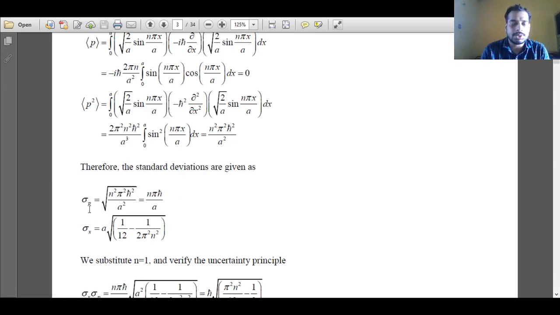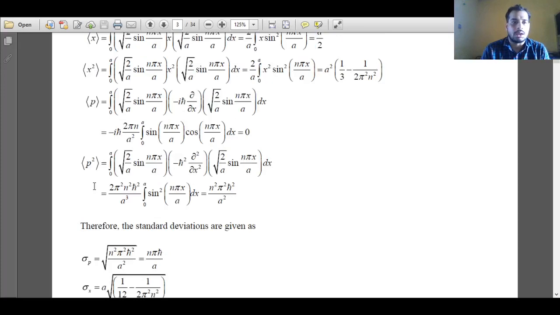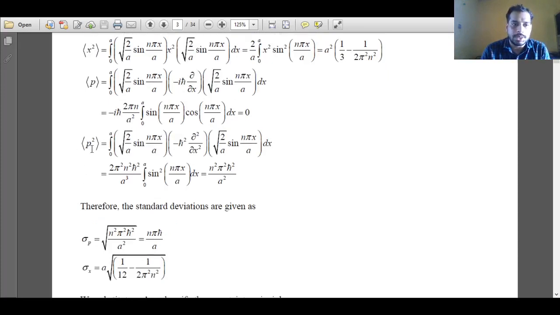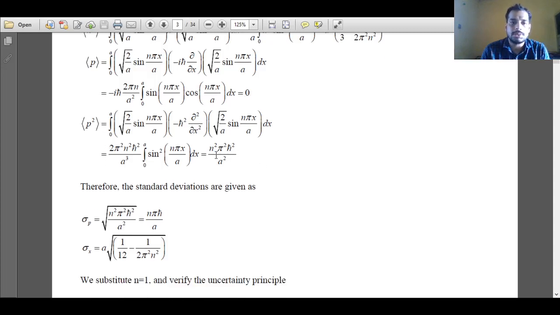So the standard deviation with respect to momentum is the square root of the expectation value of momentum square minus the expectation value of momentum taken to the power square. The expectation value of momentum taken to the power square is 0. So I am left with only the expectation value of momentum square, which comes out to be n square pi square h bar square over a square, and if I take the root, I get n pi h bar over a. This is the standard deviation with respect to momentum.